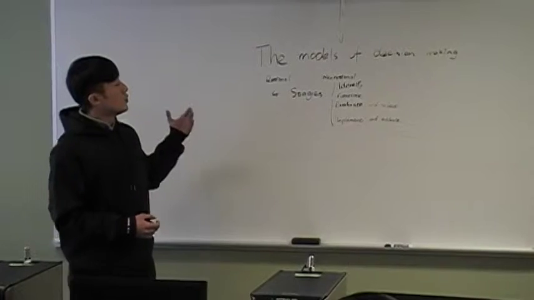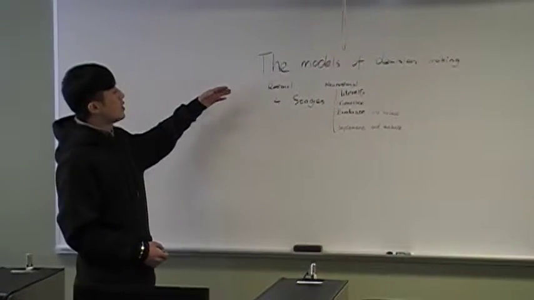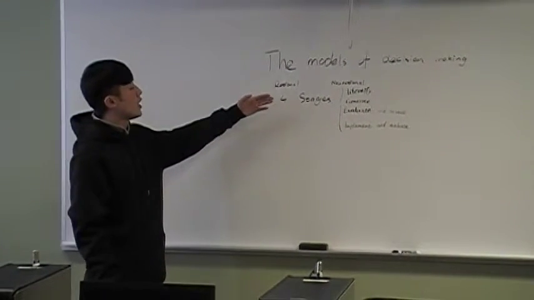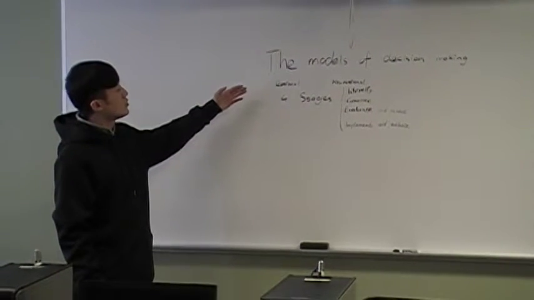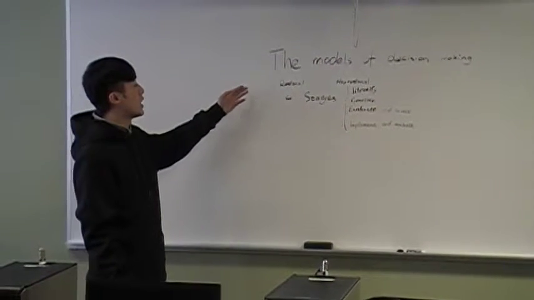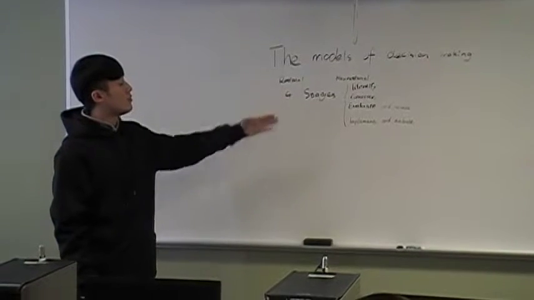There are two main models of decision making. They are rational models and non-rational models.